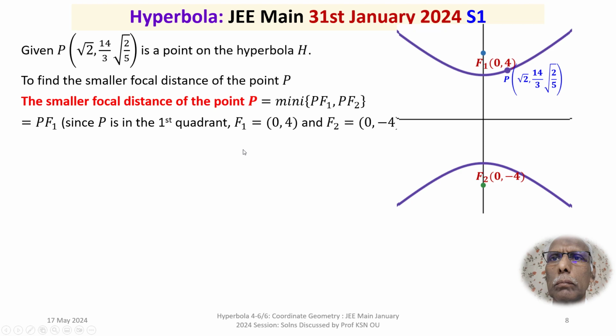Right, that's what we have done so far. So PF1, how to find? One will say, sir, the coordinates of F1 are known, the coordinates of P are known. PF1, use the distance formula: under the square root of (root 2 minus 0) whole square plus (14 by 3 under the square root of 2 by 5 minus 4) whole square. Then take the square root, then you will get the answer. Correct. But that will be tedious, and in fact it takes a long time. So for that, I will measure PF1 by the very definition of the hyperbola.